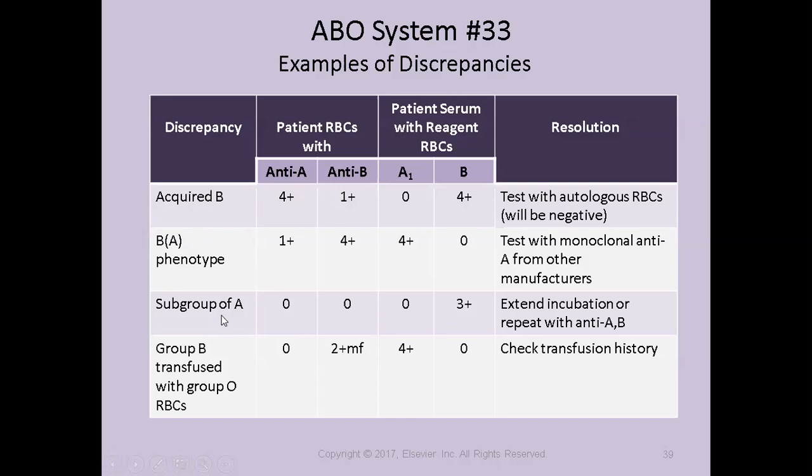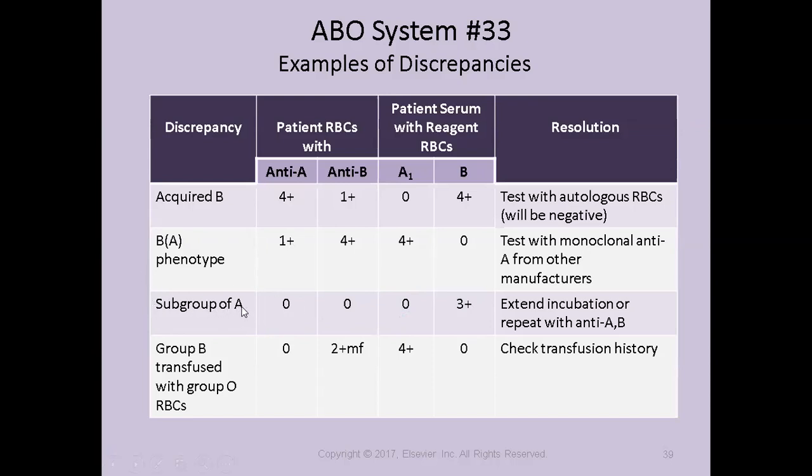Our next one, subgroup of A, let's look at this. We see no reaction with anti-A and no reaction with anti-B. So forward typing looks like a type O. However, when we look at reverse, we see strong reaction here, meaning they have an antibody against B, which means they're type A. Okay, so why?